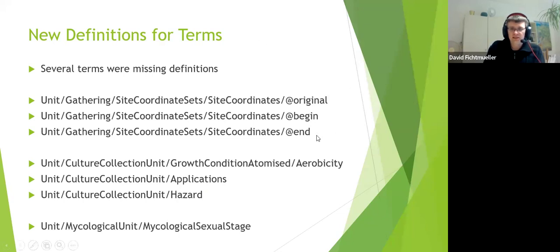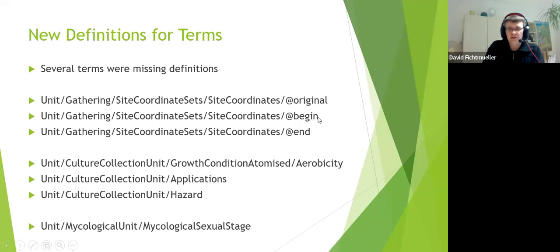So the site coordinate sets. And for those three elements, we also have in our editorial notes that they should really be reworked, as they don't really add much value. If you have a gathering event, you can have multiple coordinate sets for that, and a single coordinate set can then be marked with those. So even if the use case is that you have, for instance, a gathering that took a route and you have multiple points, and it's not directly clear which one is associated with the unit, it still wouldn't be really useful to talk about begin and end.